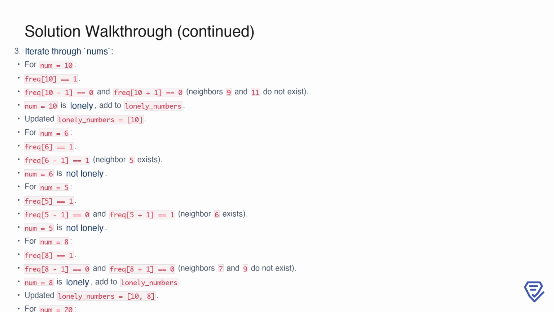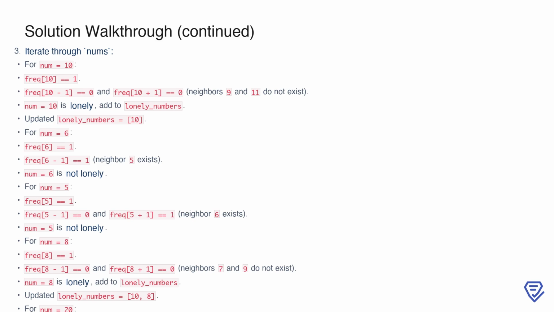It appears only once, and neither of its neighbors, 9 or 11, exist, so 10 is lonely, and we add it to the list. The updated list is 10. Then, we check 6. While it appears only once, its neighbor 5 exists, so it's not lonely. For 5, we see it appears only once as well, but its neighbor 6 exists, so it's not lonely either. Now, we look at 8. It appears only once, and neither of its neighbors, 7 or 9, exist, so 8 is lonely, and we add it to the list. The updated list becomes 10, 8.